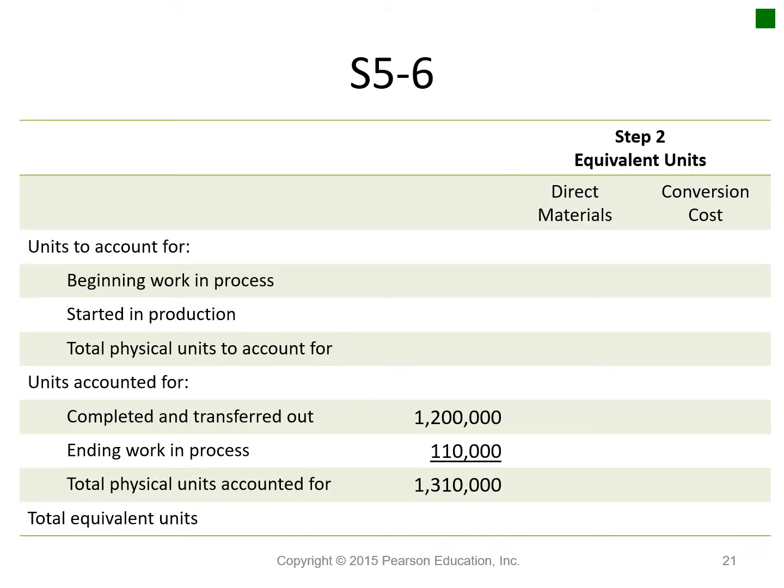Okay, so notice in this setup, notice that based on what they've given in the problem, they told you that they had transferred out 1,200,000 units and that the ending work in process was 110,000. So that basically tells you that your total physical units should be 1,310,000.